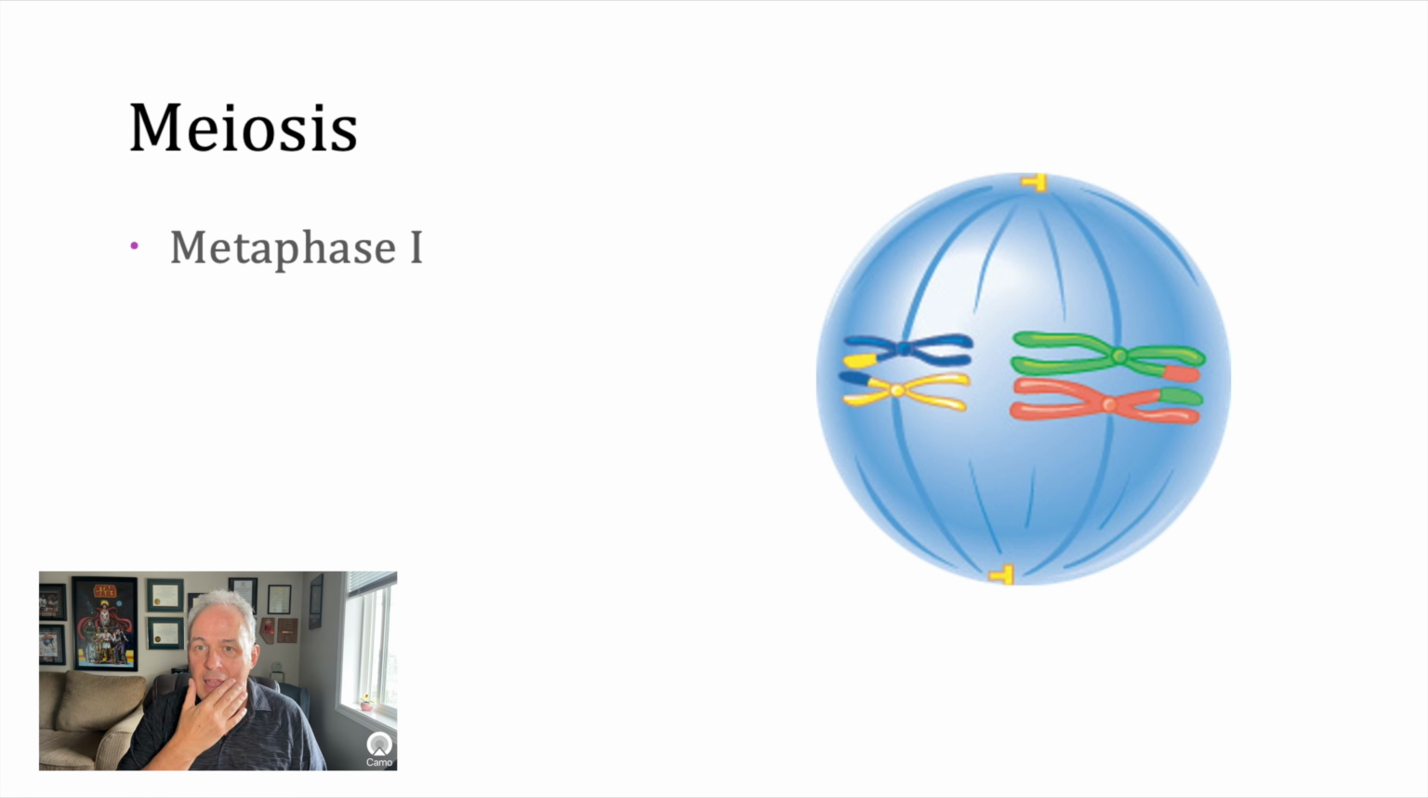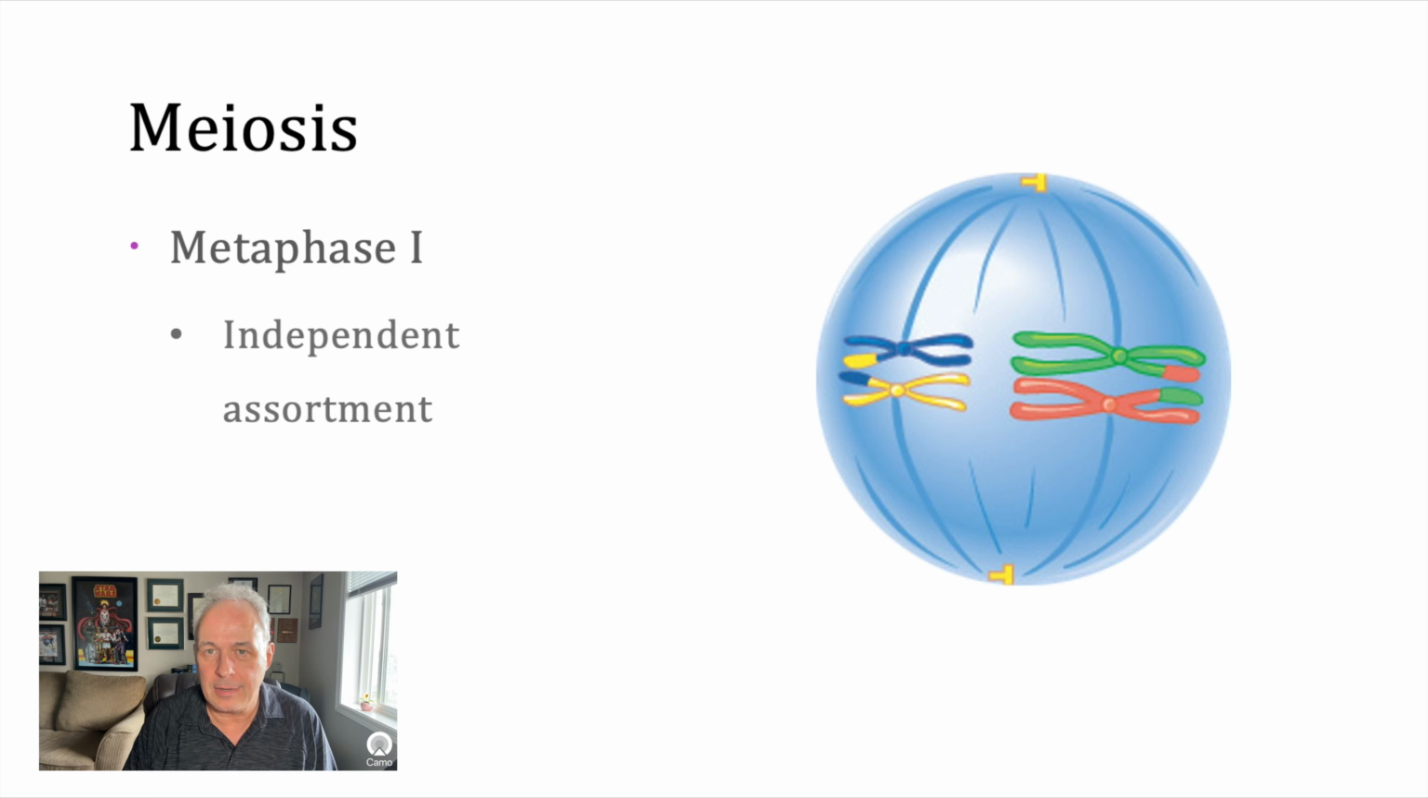So two cells after the first meiotic division, one with blue and green chromosome combination, and then one with yellow and red chromosome combination. But this is arbitrary. There is an equal probability that the red and the blue could end up in a cell together, and the yellow and the green could end up in the cell together.